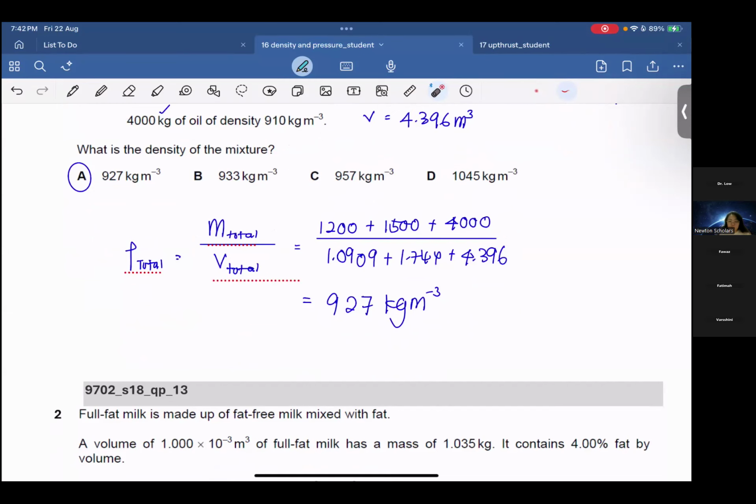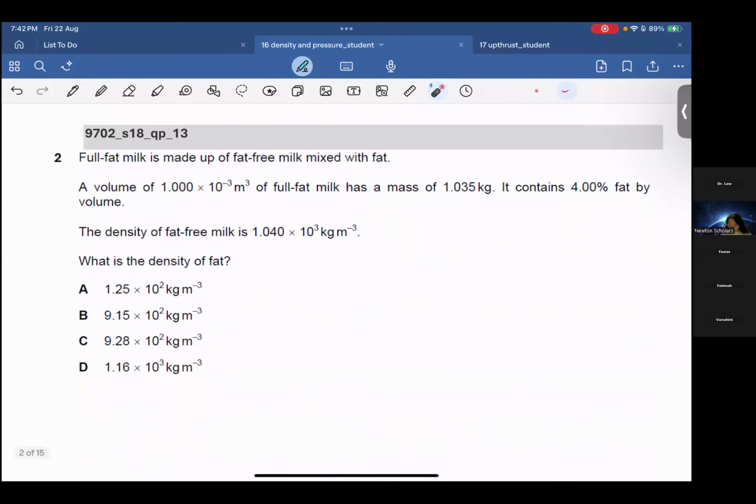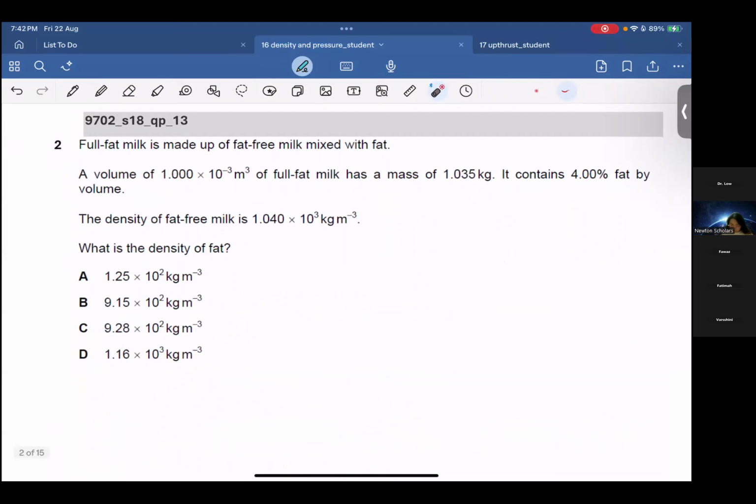That is the mixture density. Okay, so we go to number 2. This one, I give you some hints first. Here, the full fat milk is made up of fat-free milk mixed with fat.